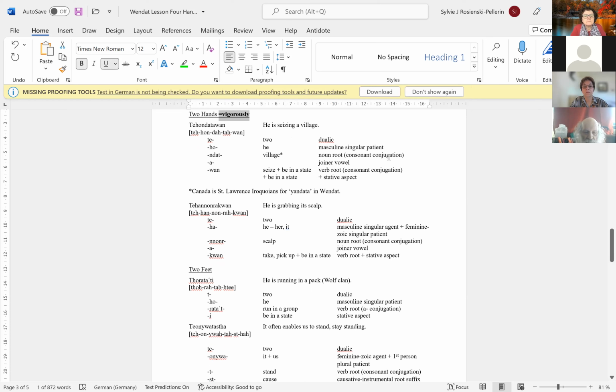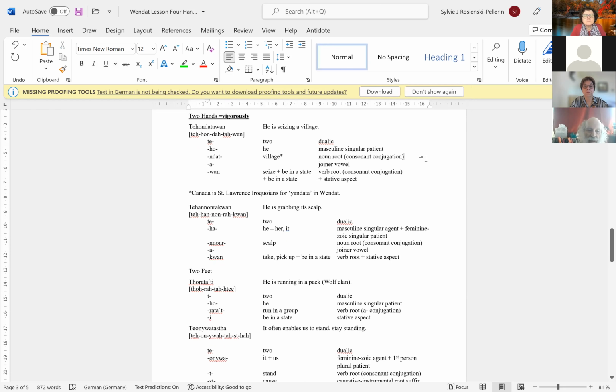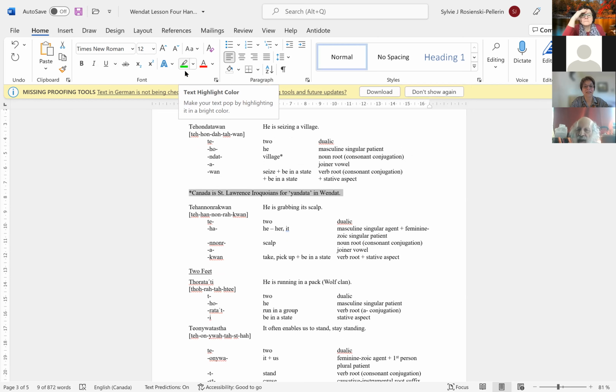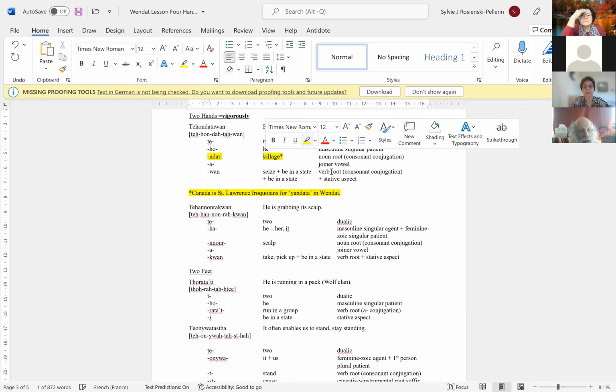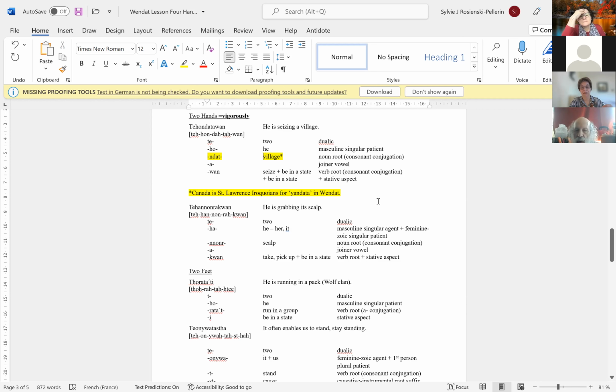Dat means village. And here we come to another name in this country, Canada, which means village. In Wendat, it's Yandata. One thing that's distinctive about Wendat is that D after the N. If you have N plus a vowel, the Wendat would have a D. The other languages don't.